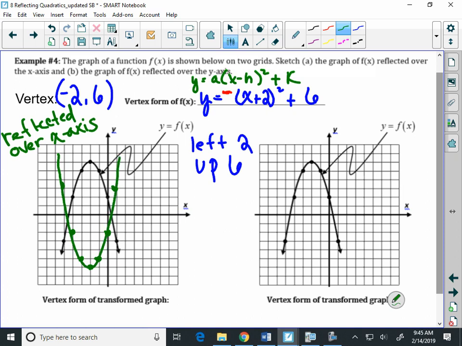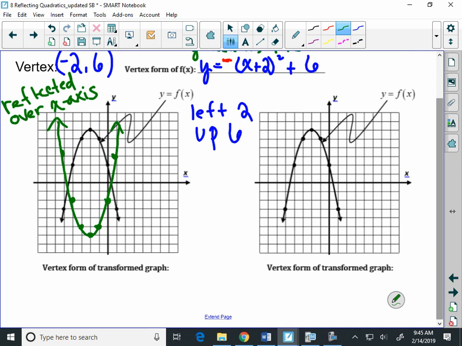And here's a picture of the reflection of the graph over the x-axis. Our new vertex is -2, -6.